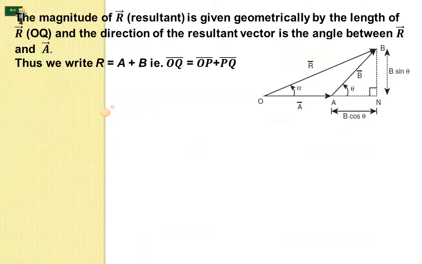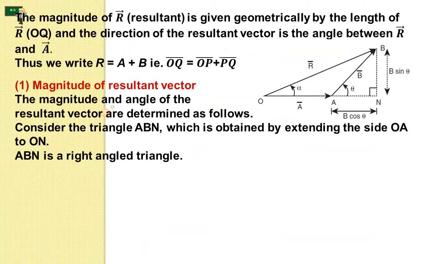Now let's move to the magnitude of the resultant vector. The magnitude and angle of the resultant vector are determined as follows. Consider the triangle ABN, which is obtained by extending the side OA to ON. Now ABN is a right angled triangle. That means it shows a 90 degree angle.